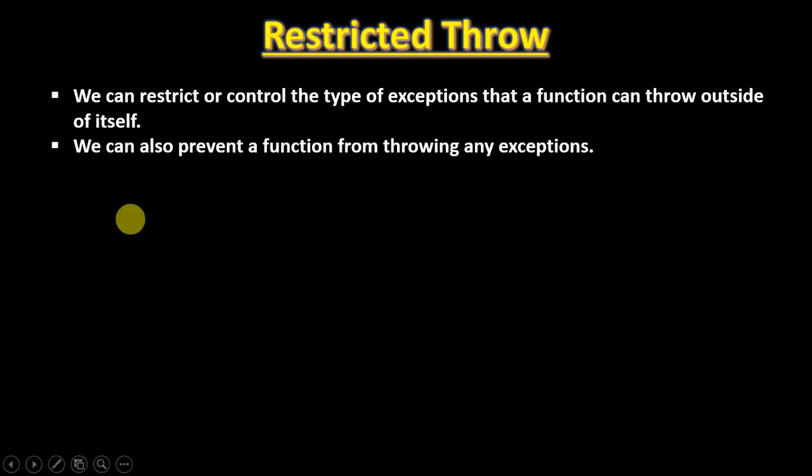So we can also prevent a function from throwing any exception. You can restrict it to throw only integer or character, or some defined list of exceptions, or you can completely restrict the function from throwing any type of exception, like this function is not at all going to throw any exception. So we can also prevent a function from throwing any exception, right? So this is restricted throw.